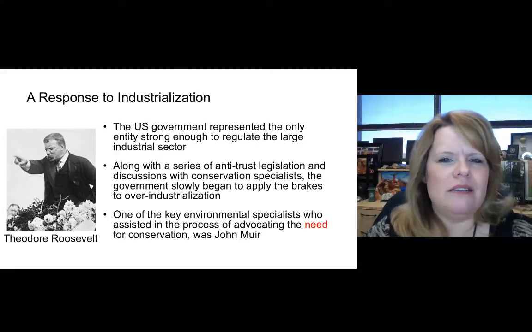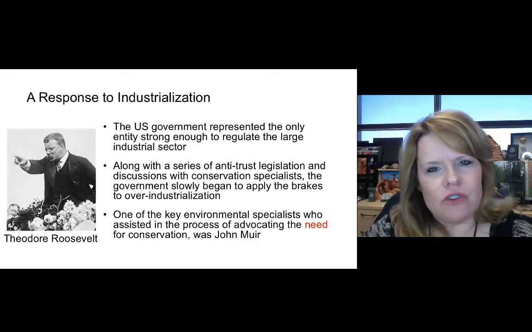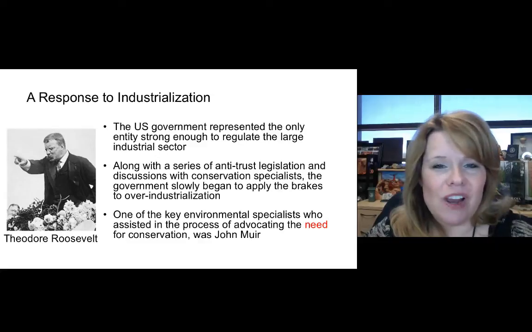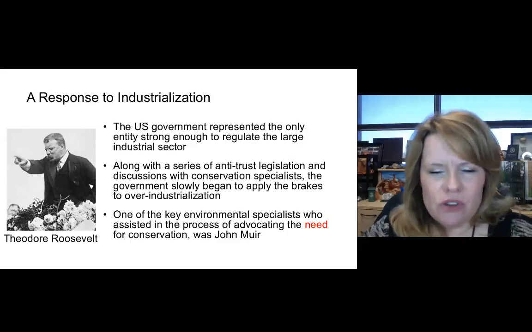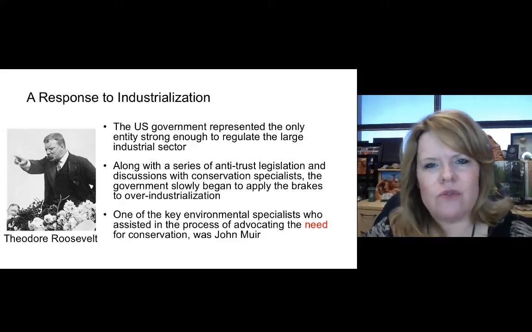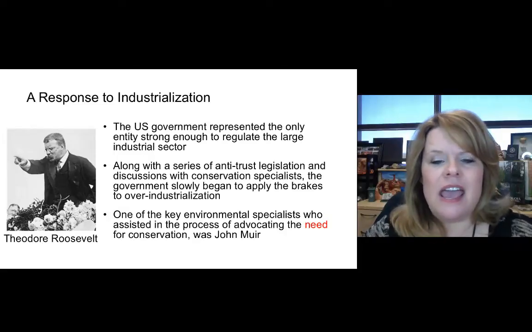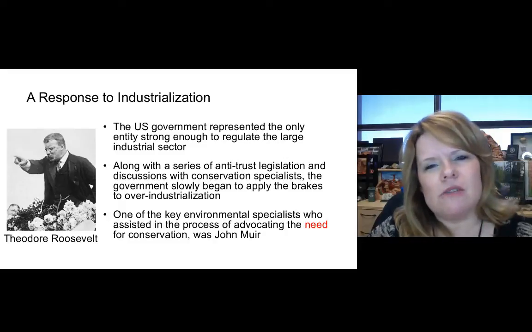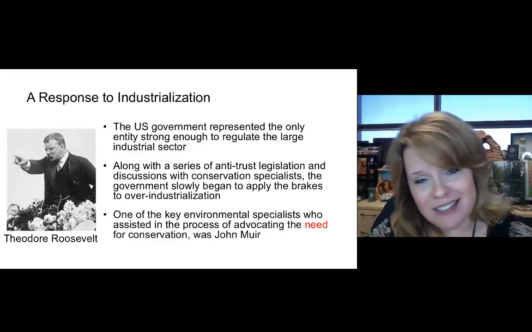The only entity powerful enough to regulate large industrial sectors such as Carnegie's steel and Rockefeller's oil and gas would have been the federal government. So the United States government stepped in along with a series of antitrust legislation, for example, the state of California's trust lands, and discussion with conservation specialists. The government slowly began to apply the brakes to over-industrialization, and they've been doing it ever since.